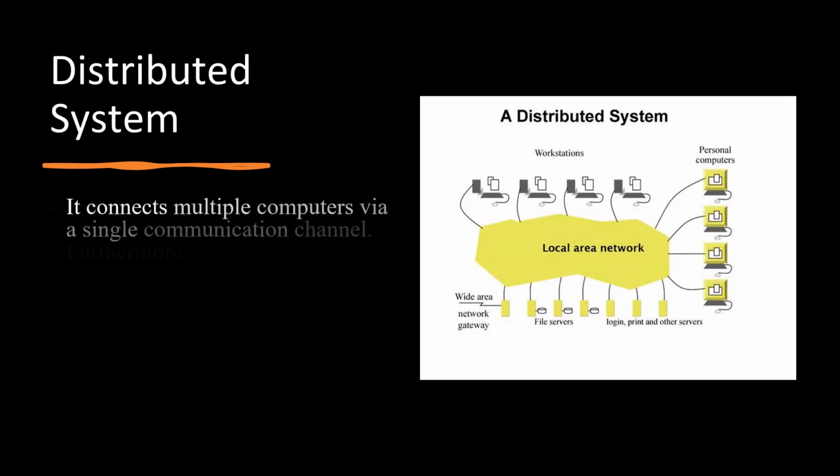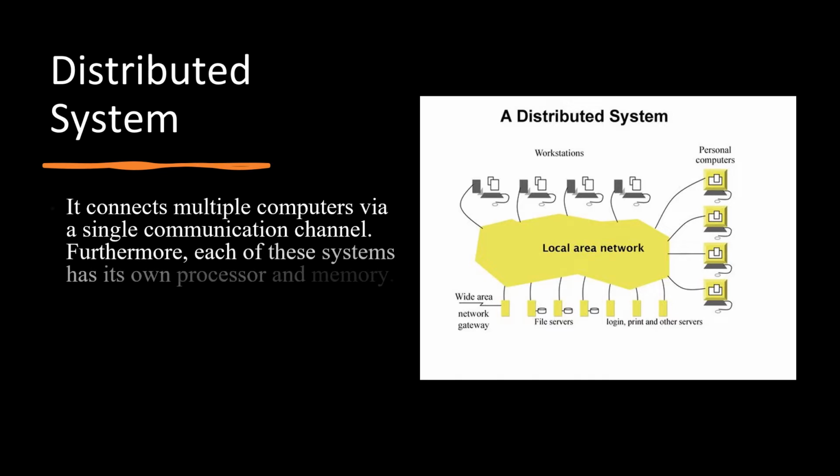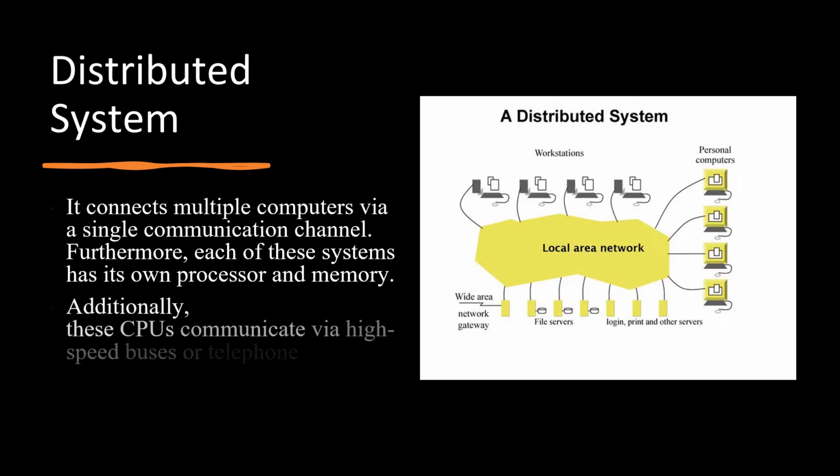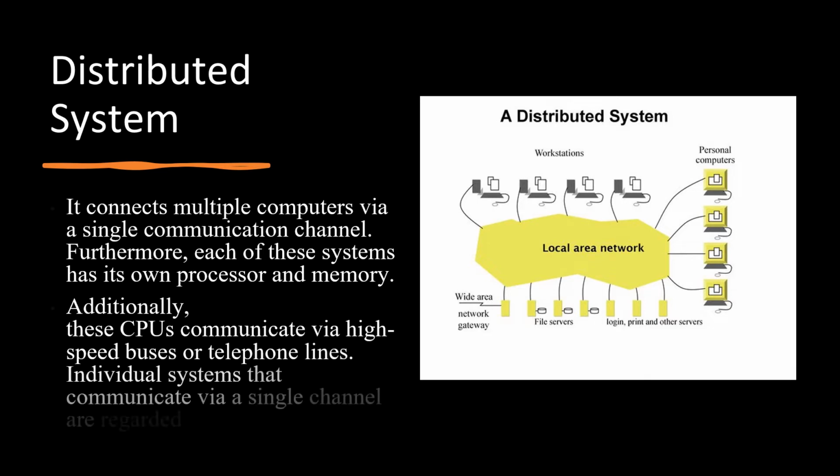It connects multiple computers via a single communication channel. Furthermore, each of these systems has its own processor and memory. Additionally, these CPUs communicate via high-speed buses or telephone lines. Individual systems that communicate via a single channel are regarded as a single entity.